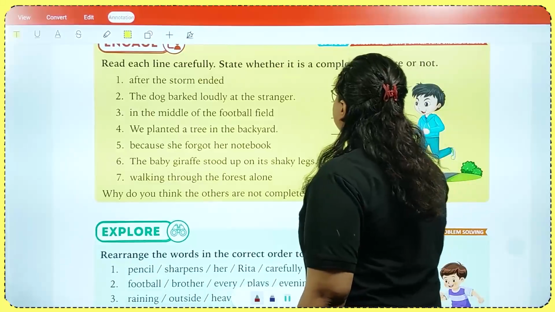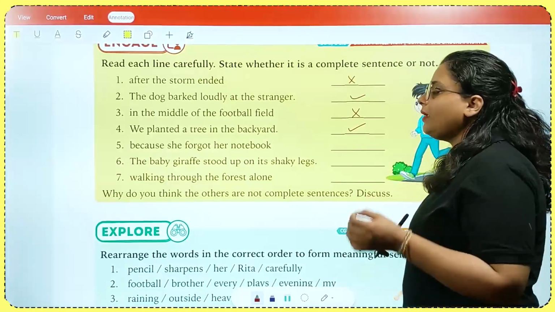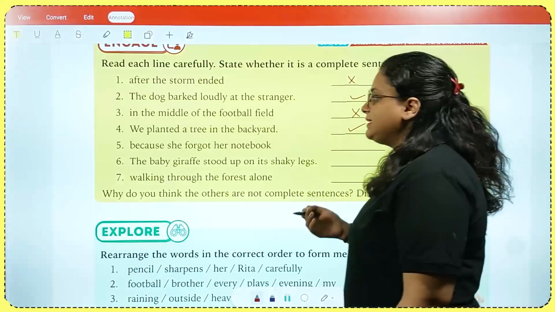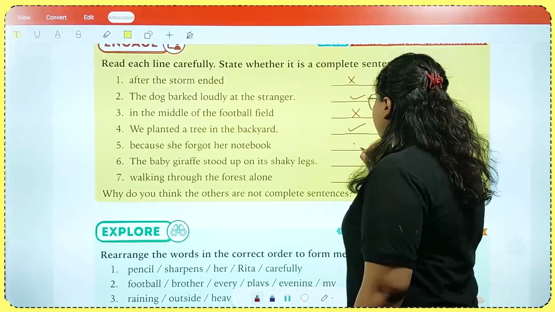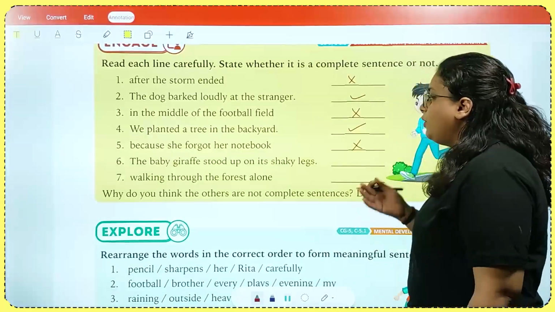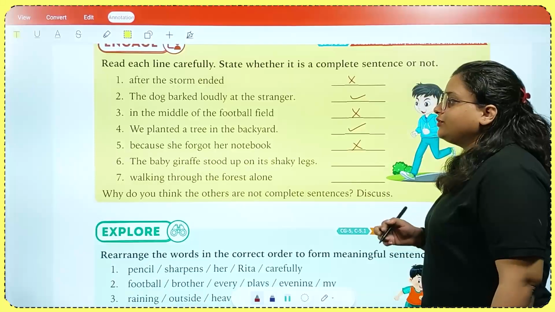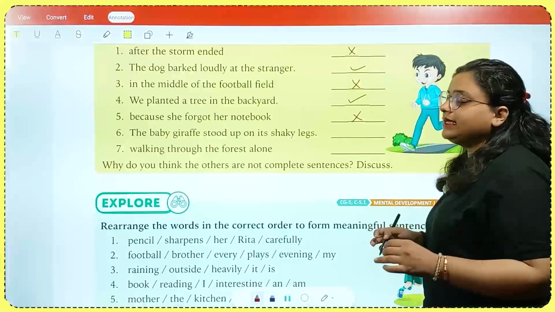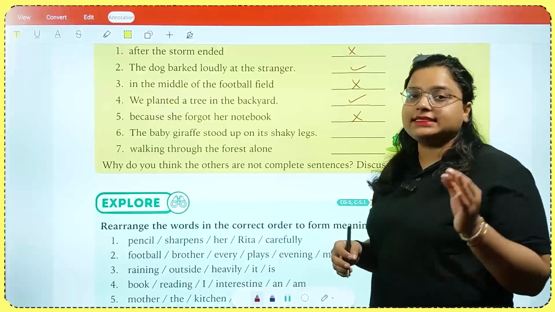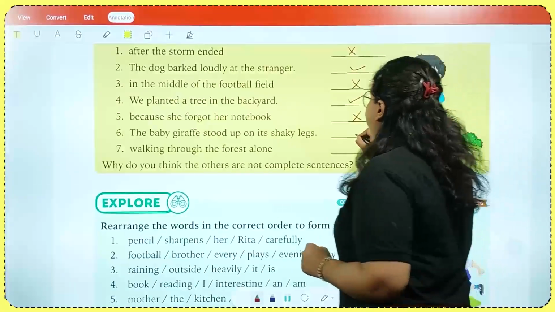The fifth sentence: she forgot her notebook. Now this sentence is not complete. The sixth sentence: the baby giraffe stood up on its shaky legs. So here, what is there? The baby giraffe stood up on its shaky legs. This sentence is complete.